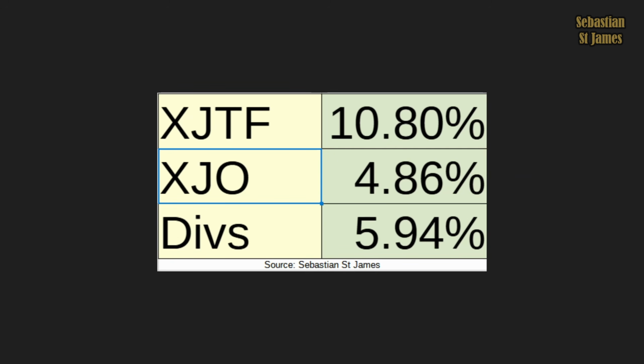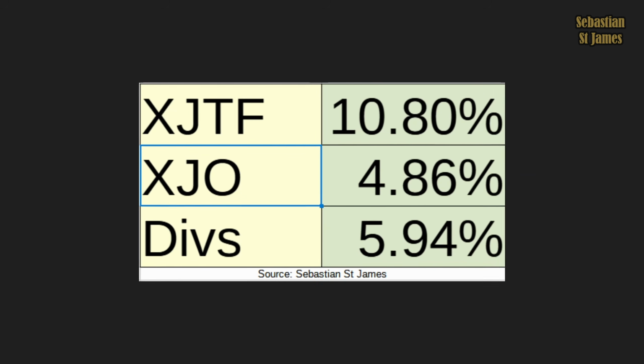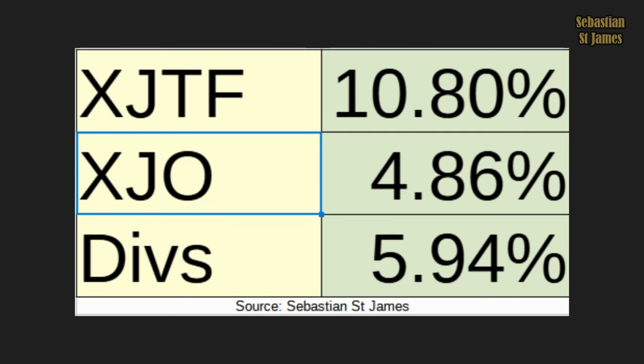Good. But how do I figure out how much the dividends are from that? Well, because we now have the compound annual growth rate, we can actually just subtract the numbers. I know, it's amazing. So we take the XJTF, which is absolutely everything, which is 10.8%, minus the XJO, which is just the price return part, and that gives me 5.94%. Wow. 5.94%. What is that exactly? That is the dividends plus the franking credits. So that's every part of the dividends grossed up.